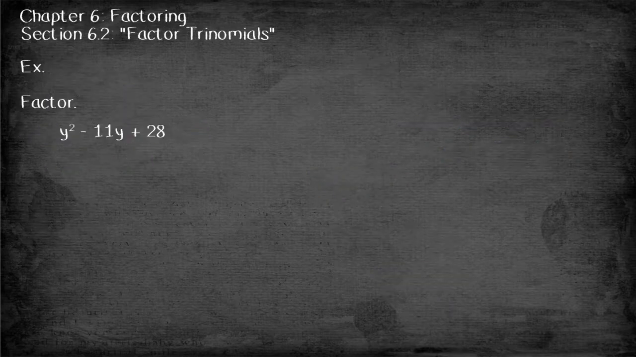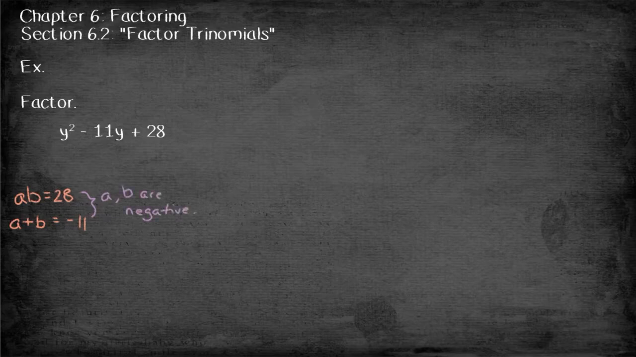Here I have y squared minus 11y plus 28. So now I want two numbers to multiply to give me 28, but they have to add to equal negative 11. They multiply to give me a positive number, but add to give me a negative one. And so I can infer from this information that A and B are negative. That's because a negative times a negative gives me a positive, like I have here. And a negative plus a negative gives me a negative.